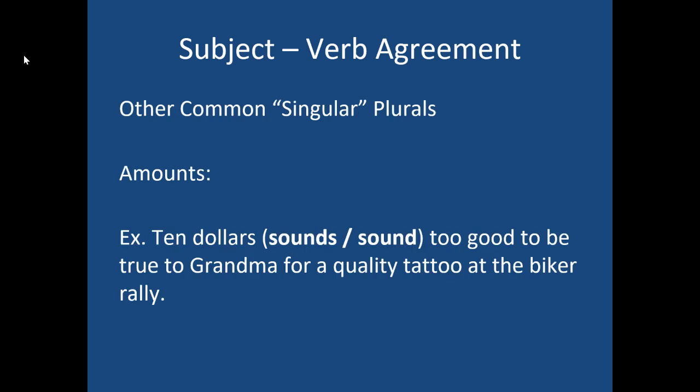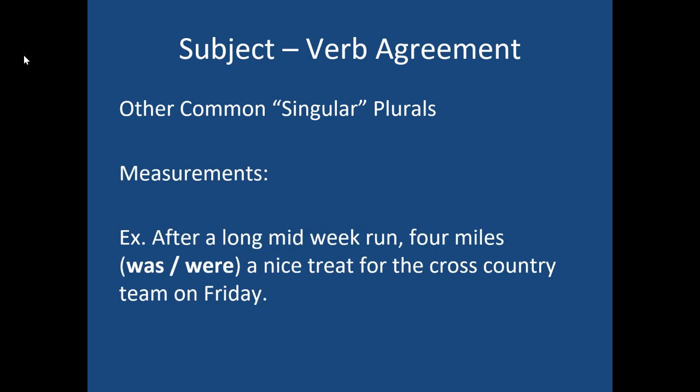And there are a couple other common singular plurals we have to be careful of, meaning they sound plural, but they're actually singular. So if I said $10, any kind of amount is always singular. $10 sounds too good to be true to grandma for a quality tattoo at the biker rally. $10 is a lot of single dollars, but we look at it as one collective amount, and so we treat it as being singular.